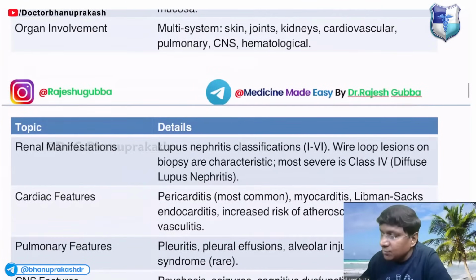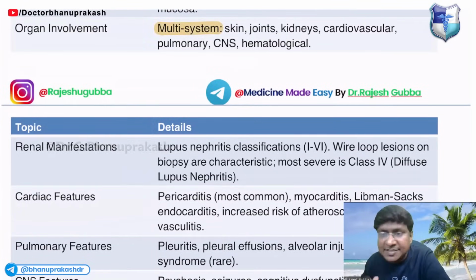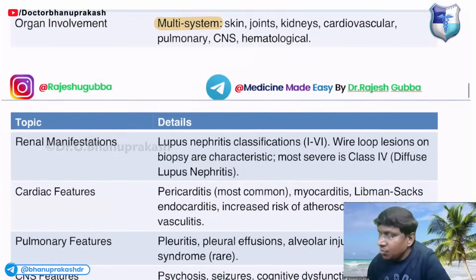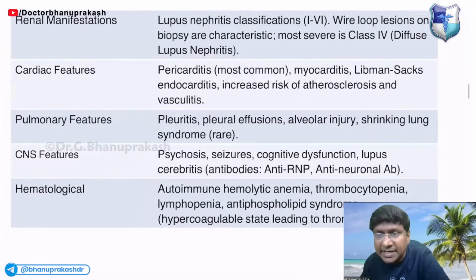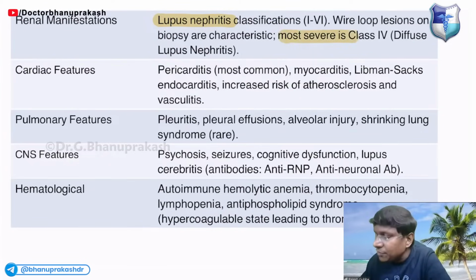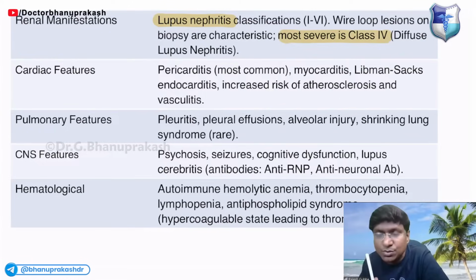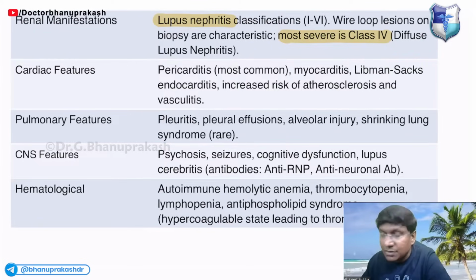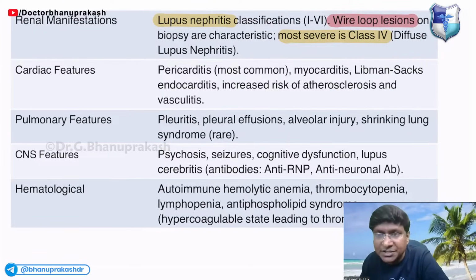And if you take the organ involvement, right, multiple systems are affected: skin, joints, kidneys, heart, lung, CNS, blood, everything is affected. What is the kidney involvement? That kidney involvement will be in the form of lupus nephritis. And there are totally 6 classes of lupus nephritis. But among all these, which is the most severe form? The most severe form is class 6, which is nothing but diffuse lupus nephritis. What is the characteristic biopsy lesion in case of lupus nephritis? That is the wire loop lesions.